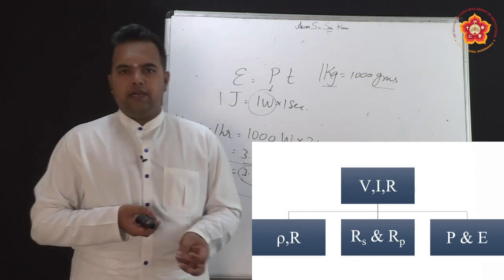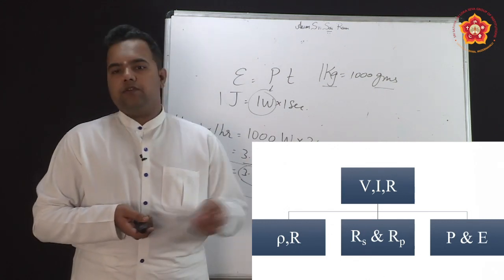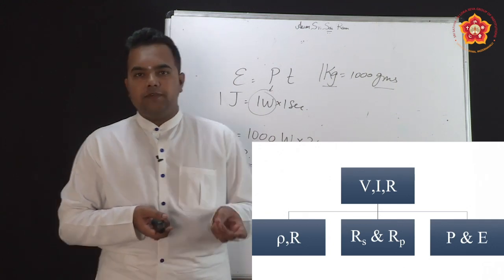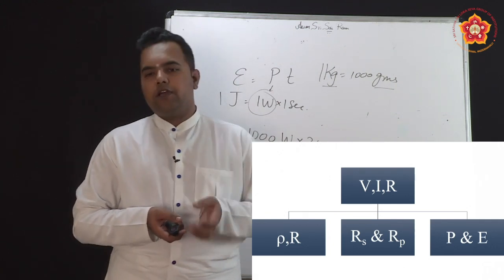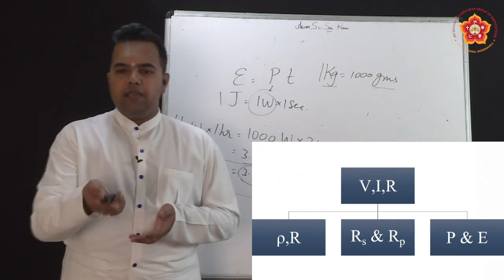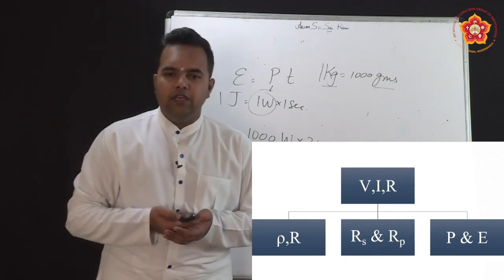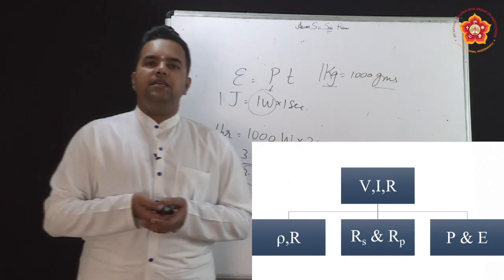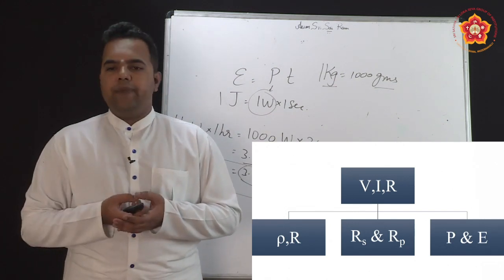So what is electric current? What makes the current move? That is the voltage we have spoken of. What stops or resists the flow of current? We have spoken of resistance. So these are the 3 main ingredients. If you look at this carefully, V, I and R, these are the 3 main individual parameters we started with.